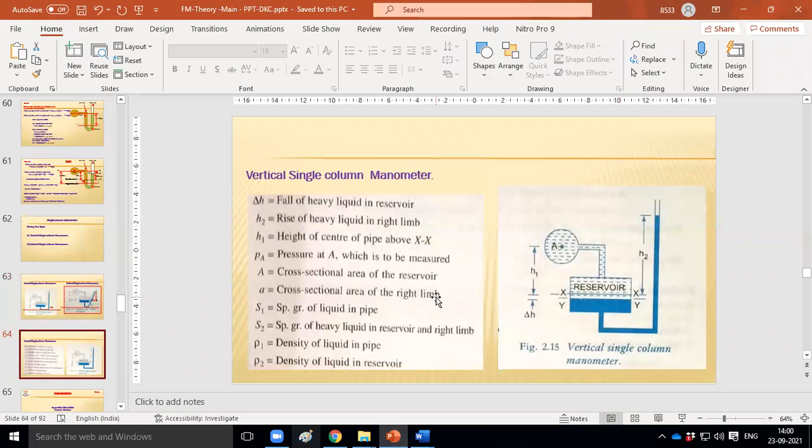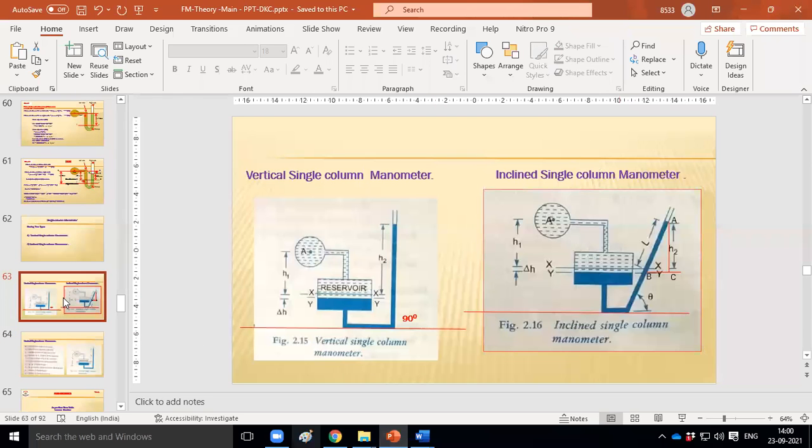And the numerical based on the vertical single column manometer and inclined single column manometer we can discuss in the next lecture. Okay. What are the types of single column manometer? Vertical single column manometer and inclined single column manometer.